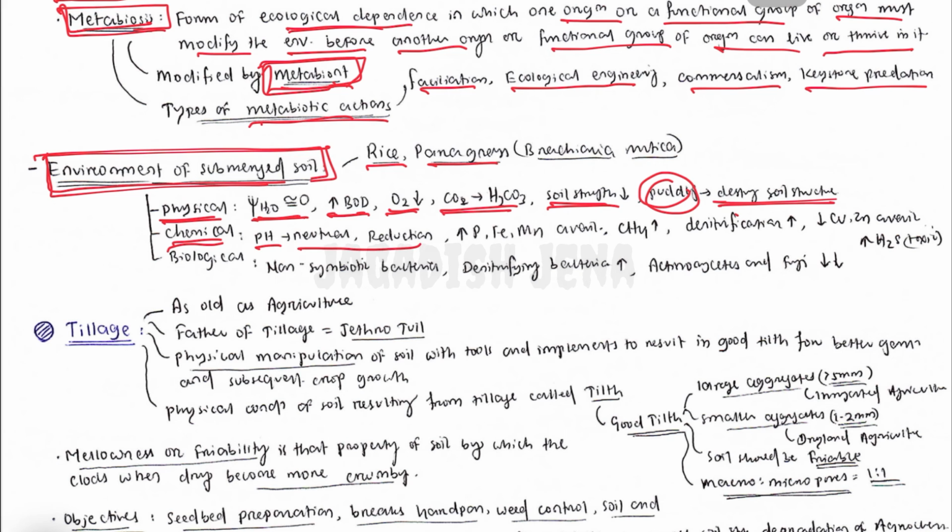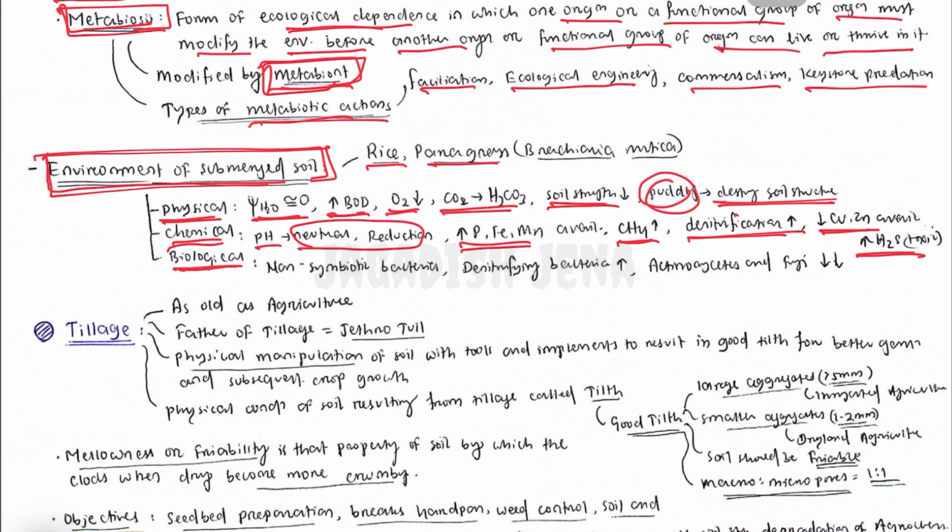What are the chemical changes when there is submergence? The pH tends to neutrality. Suppose the pH is earlier acidic, it will come to neutral. Suppose the pH is earlier saline or alkaline, it will also come to neutral. There is an increase in phosphorus, iron, and manganese availability. More methane emission will be there. The denitrification process will increase. Availability of copper and zinc is reduced. There is more H2S availability, which becomes toxic.